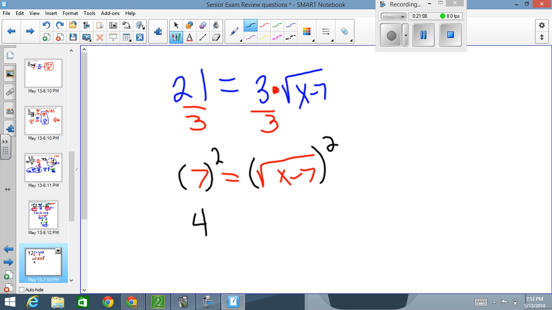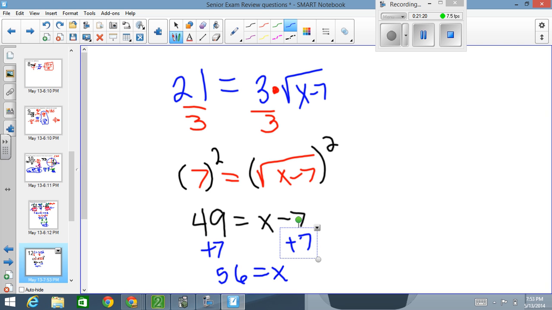7 squared is 49. The square root and the squared cancel. I just have x minus 7, add 7 to both sides, and I get a final answer of 56. That's the value of x. That's going to make this true. You can always take this up here and check your answer. 56 minus 7 is 49. The square root of 49 is 7. 7 times 3 is 21.